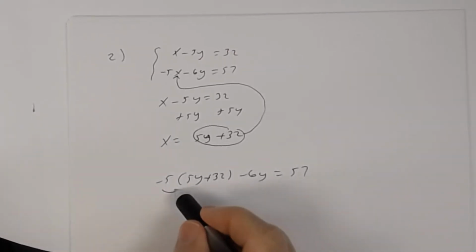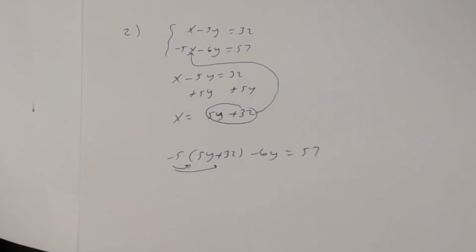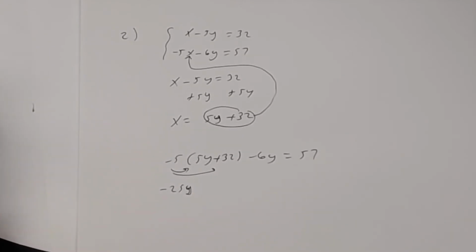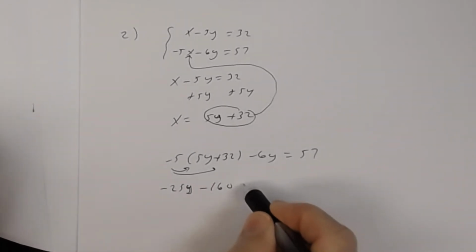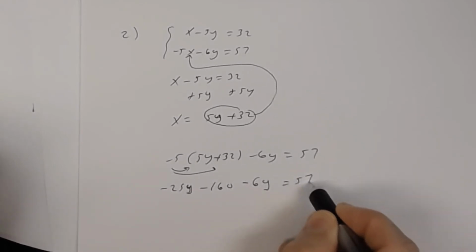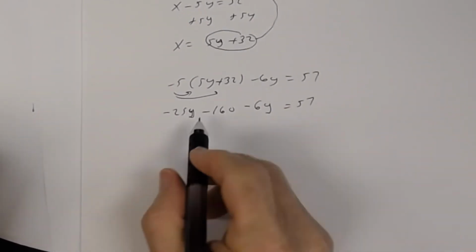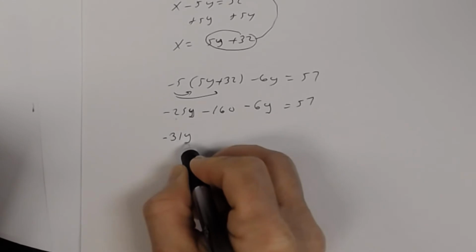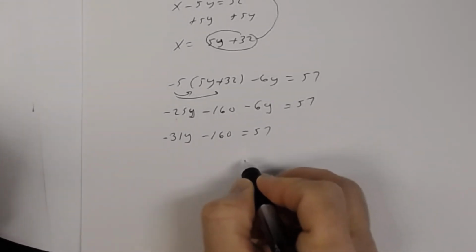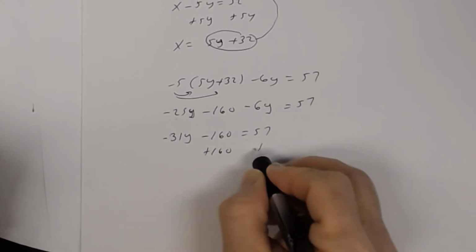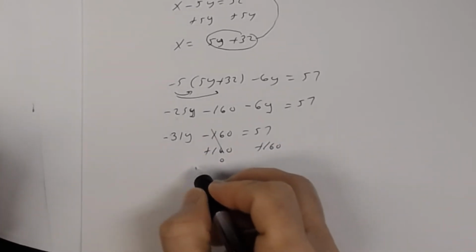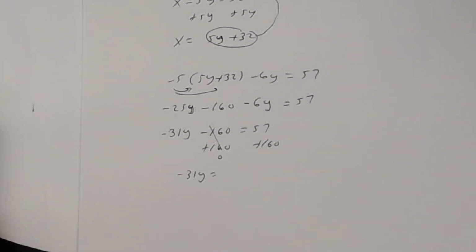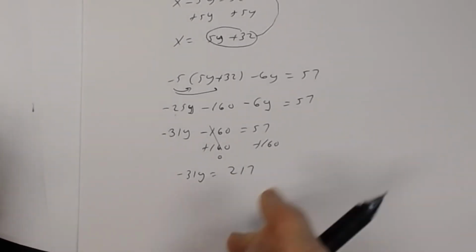All right, and so let's go ahead and use the distributive property. So negative 5 times 5y is a negative 25y. A negative 5 times 32 is going to be a negative 160 minus 6y equal 57. Combining like terms, a negative 25y and a negative 6y is going to be a negative 31y minus 160 equal 57. Adding 160 to both sides and combining like terms, this is 0. I get negative 31y equal, and then 57 plus 160 will give you 217.